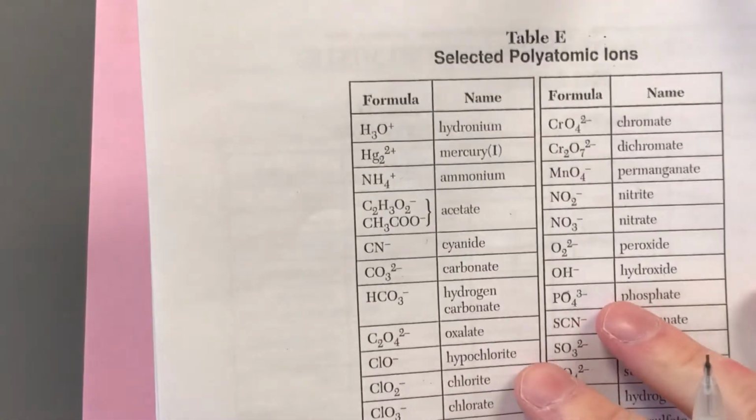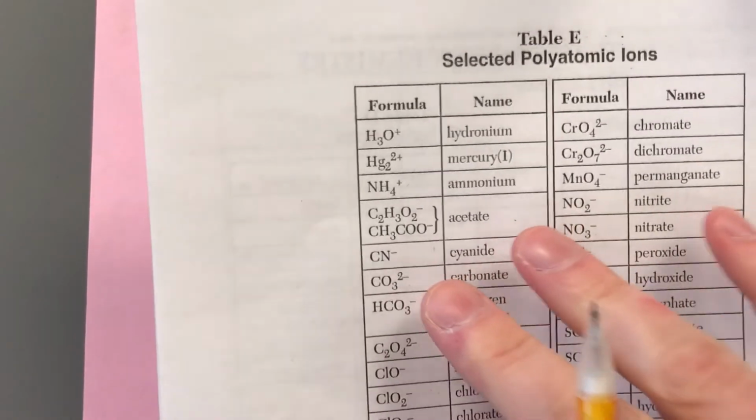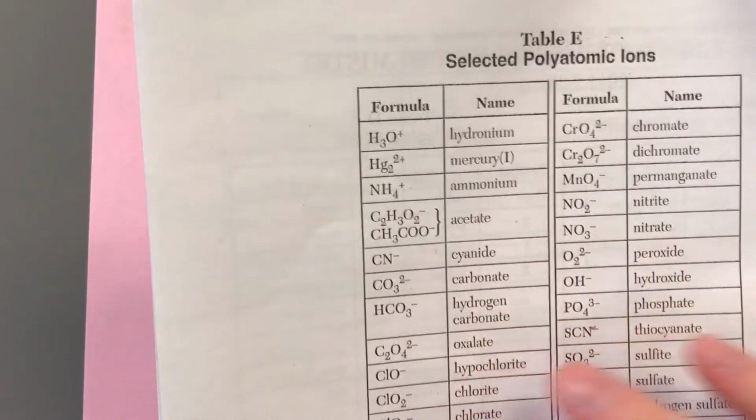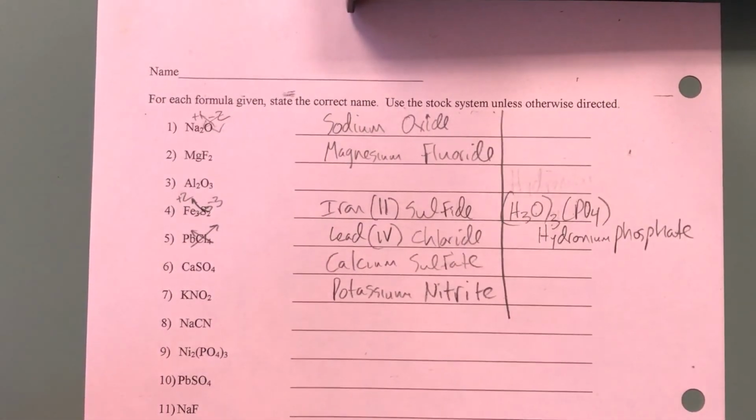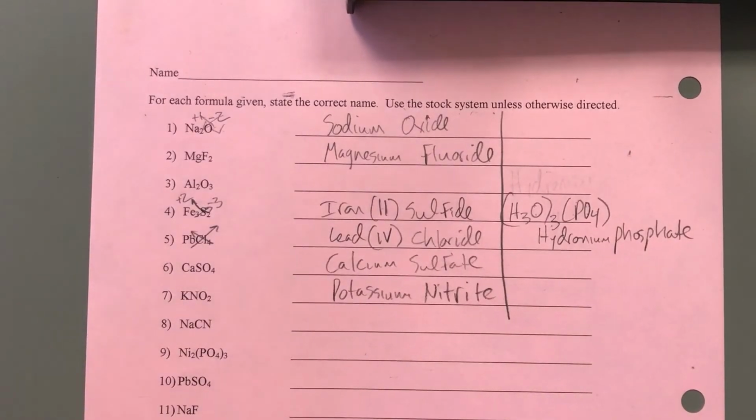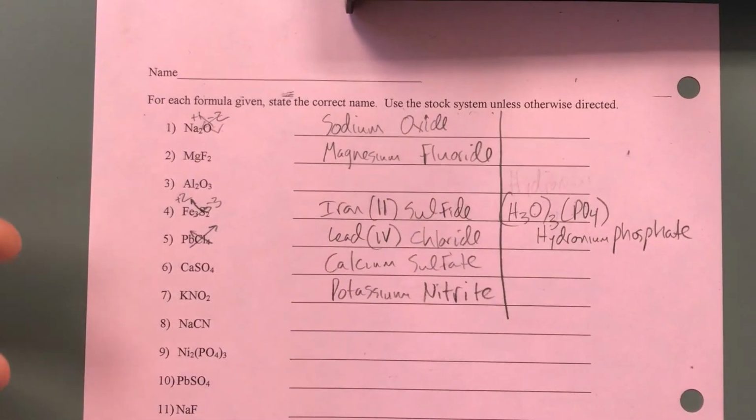So we're basically taking the names that we see here and we're keeping these. These names always stay the same. We don't change the endings of these. The only endings we change are of elements that are nonmetals that become an IDE ending.